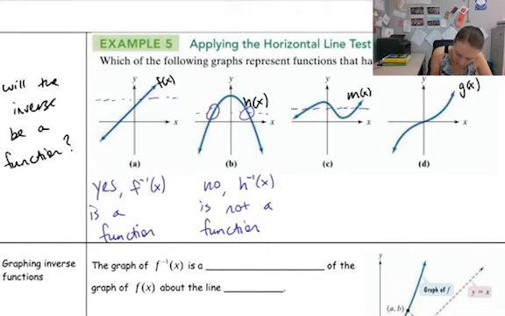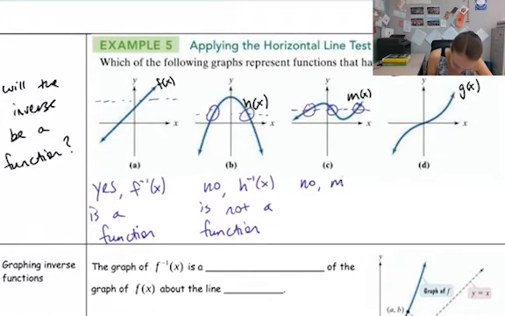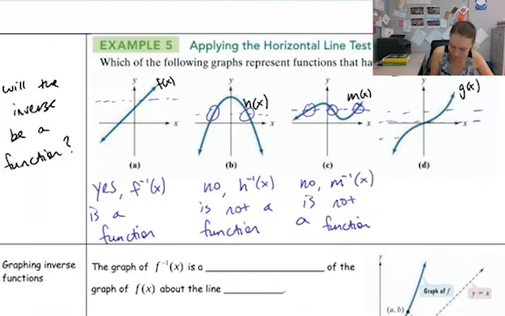Similarly, with m of x, I have a bunch of intersections here with my horizontal line. And again, I could have put the horizontal line somewhere where it would only cross once, but we need to make sure every horizontal line possible would only cross once. And that's not the case. So no, m inverse of x is not a function. And then our last one here, g of x, it doesn't matter where I put this horizontal line, we're good to go. So yes, g inverse of x is a function.